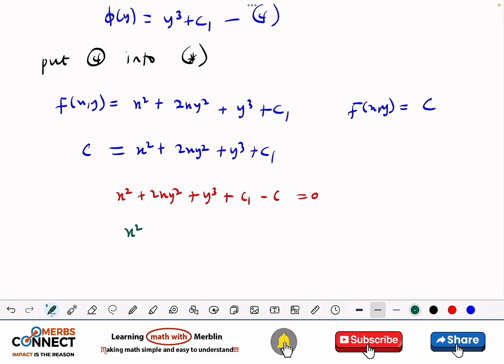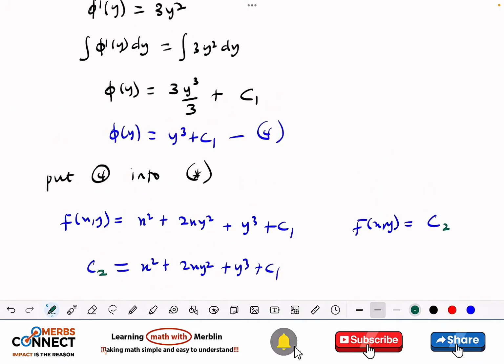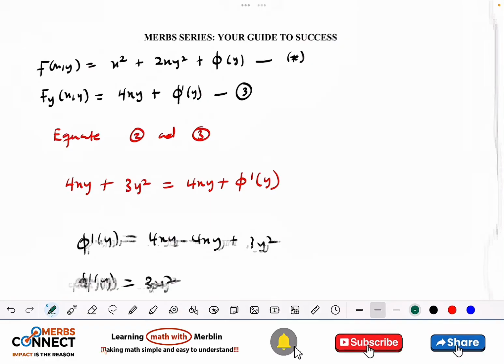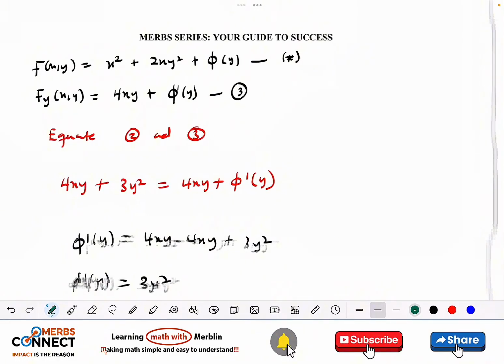And this is x squared plus 2xy squared plus y cubed plus k. A constant minus a constant is a constant. So I can even say c2, or basically I can make this one c2 so that I can make this one c. So this will be the general solution. So I hope you've understood the process. If not, you can rewatch the video again and see the process.